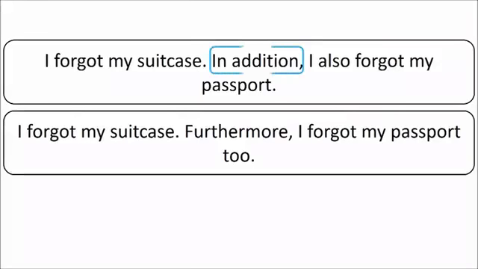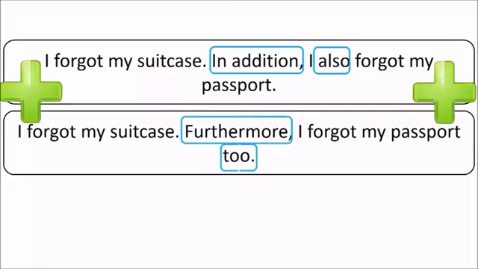I forgot my suitcase. In addition, I also forgot my passport. I forgot my suitcase. Furthermore, I forgot my passport too. Both of these transitions show addition. It is common to use the words also and too with transitions of addition. Notice that also is between the subject and the verb, and too generally comes at the end of a sentence.